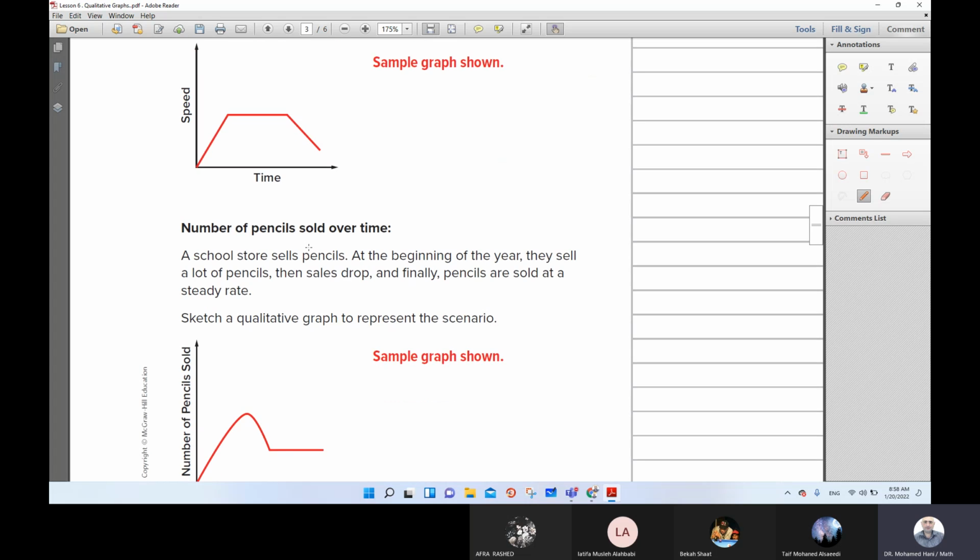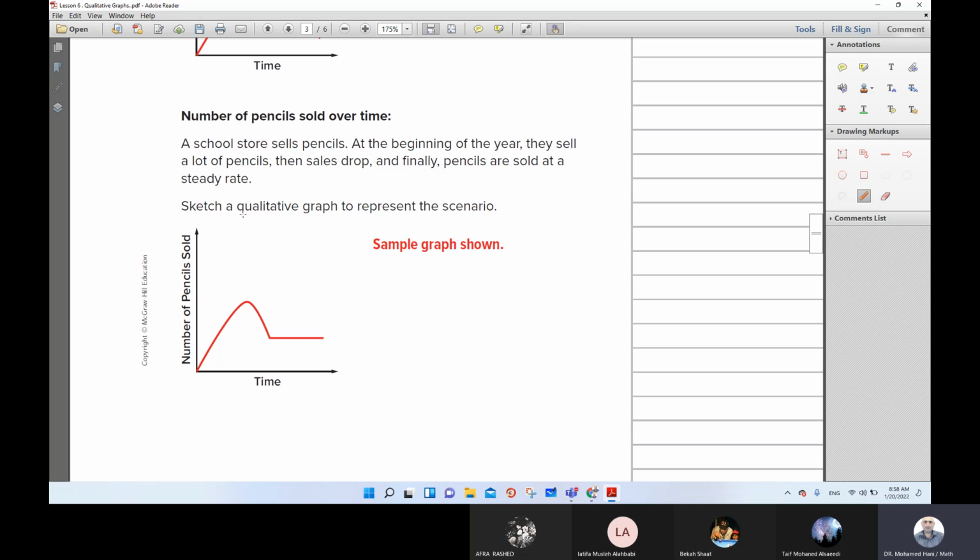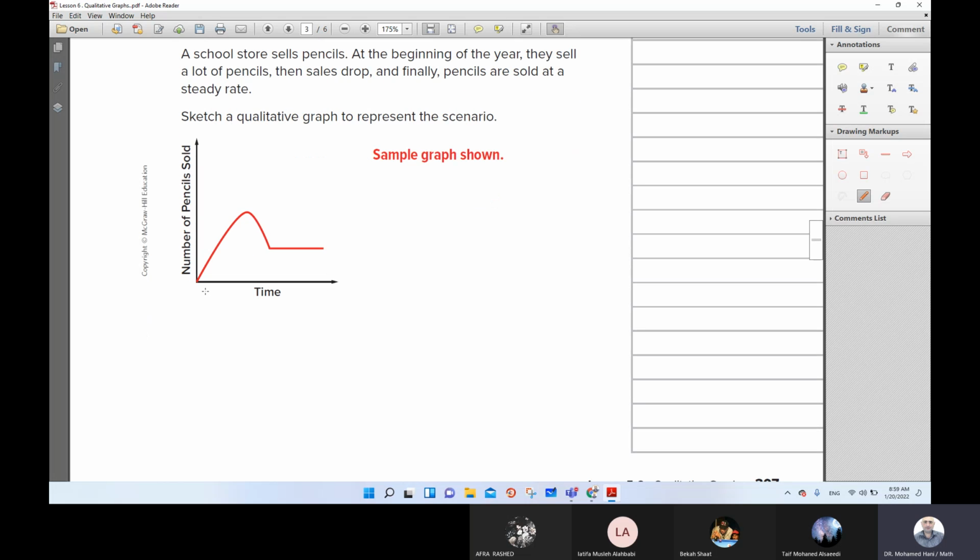Number of pencils sold over time. A school store sells pencils. At the beginning of the year, they sell a lot of pencils. Then sales drop, and finally pencils are sold at a steady rate. Sketch a qualitative graph to represent the scenario. As you see here, we have the time on the x-axis and the number of pencils sold on the y-axis. So we have an increase, a decrease, then no change.